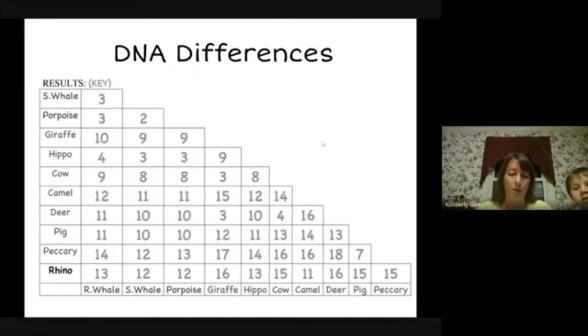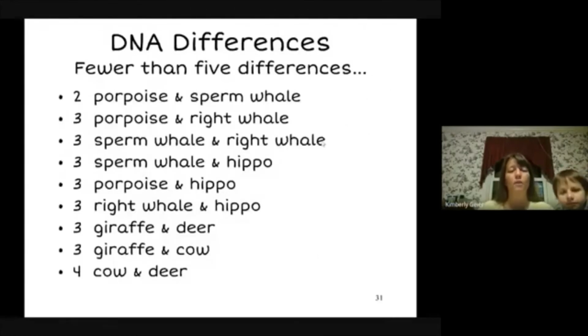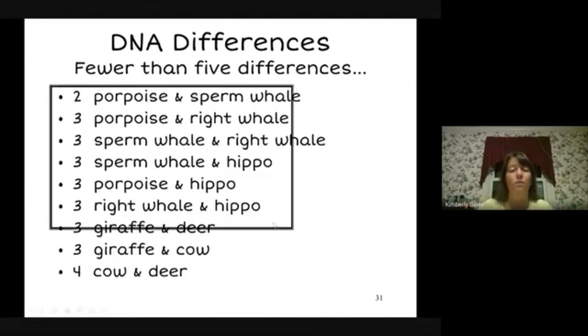Okay, I'm skimming through this. Don't even worry about writing all these numbers down. Let's skip to the analysis. So if we organized our groups based on how many differences there are, the ones with fewer than 5 differences, we had porpoise and a sperm whale, porpoise and right whale, sperm whale and right whale. So you can see all the numbers of differences and which groups had those differences. So we have one set of groups here.